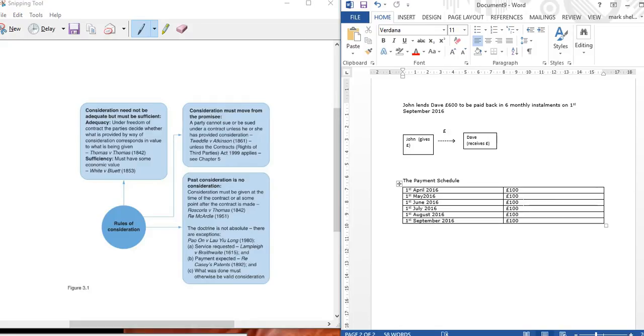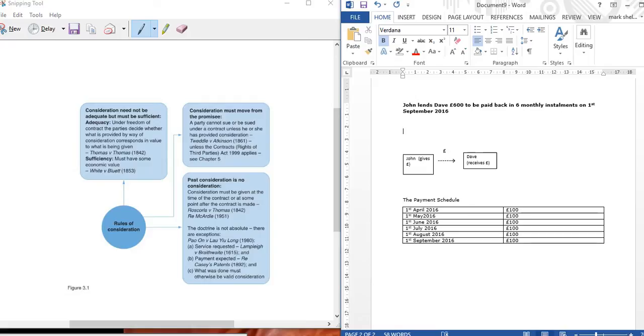Now this is the original agreement in bold here. We've got the original agreement, that's the formation agreement. So it's very simple. John gives Dave £600, paid over 6 months. But let's change this slightly.